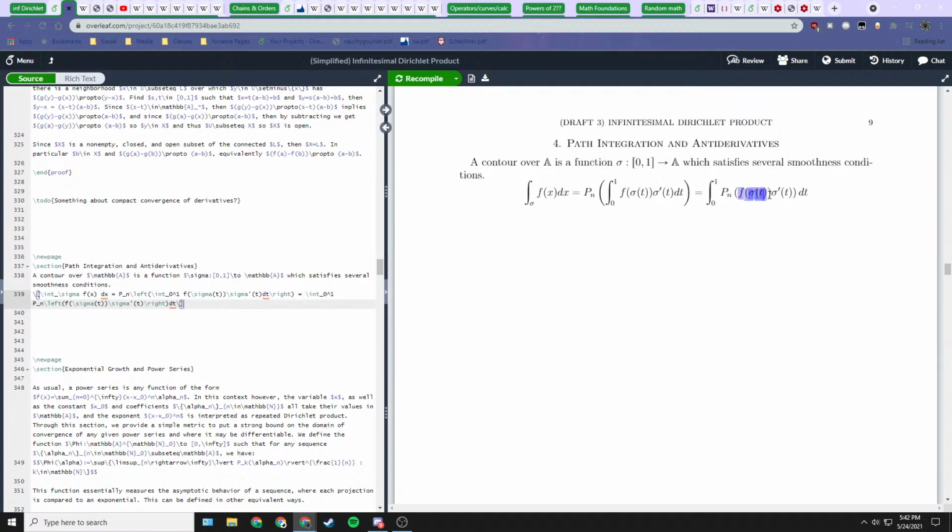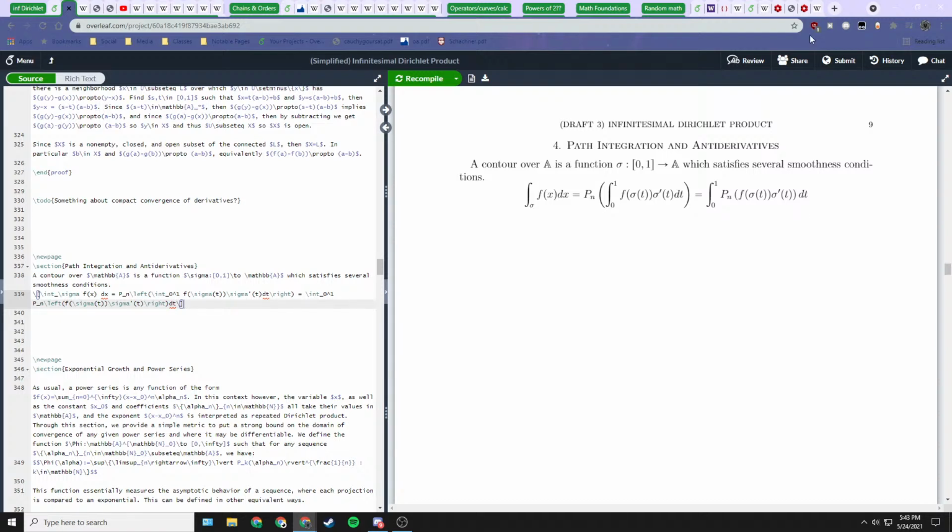This is a projection of a product. We have f times sigma prime. We could work that out as a sum, and each of these projections would be some projection of f times some projection of sigma prime. So it'd be a finite sum of those products. For any reasonable function f, our curve sigma has this property. Really what we want is for each projection of sigma prime to be integrable, and they should also be continuous.